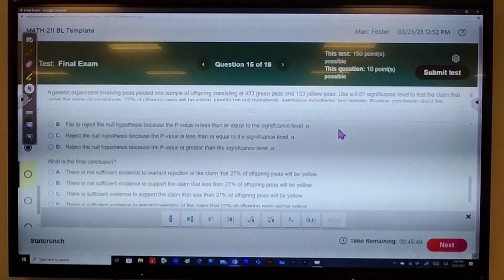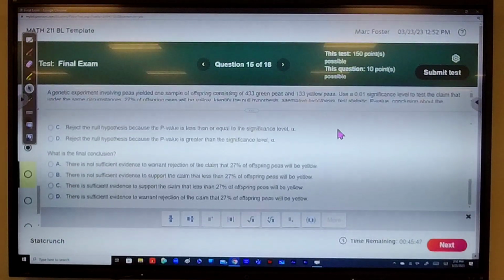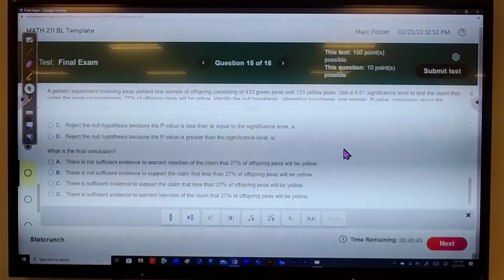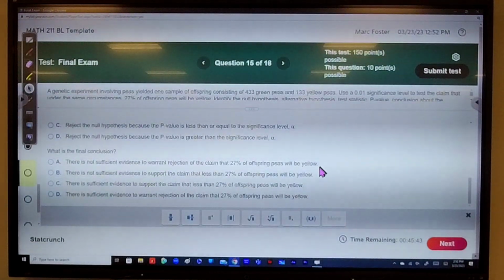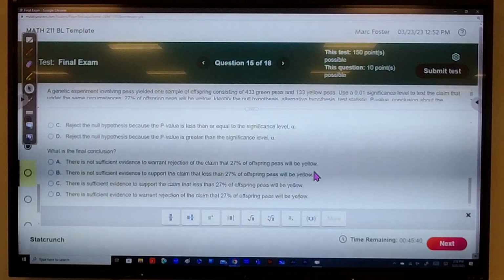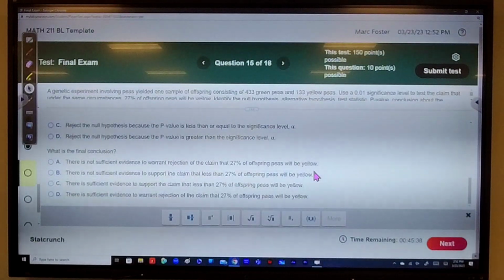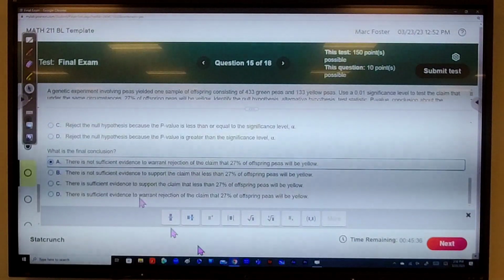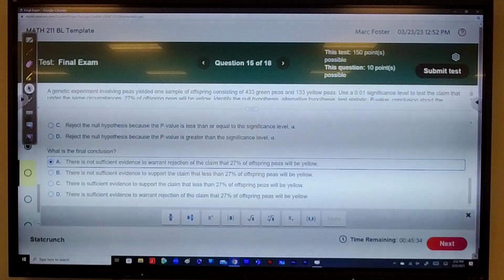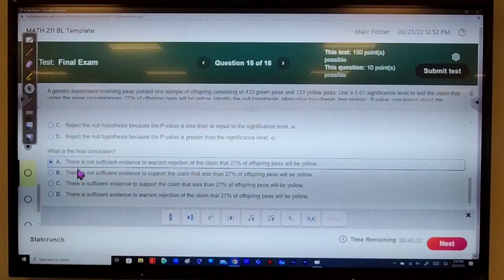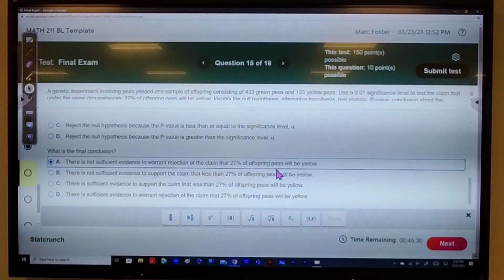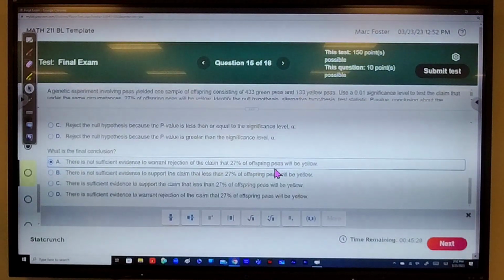Okay, so then, what now? There's insufficient evidence. First one. The first one. It basically says you don't have enough evidence to reject. Yeah.